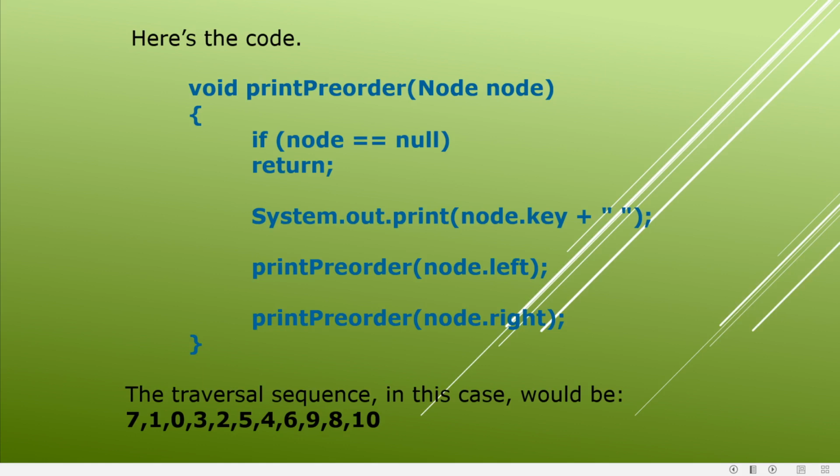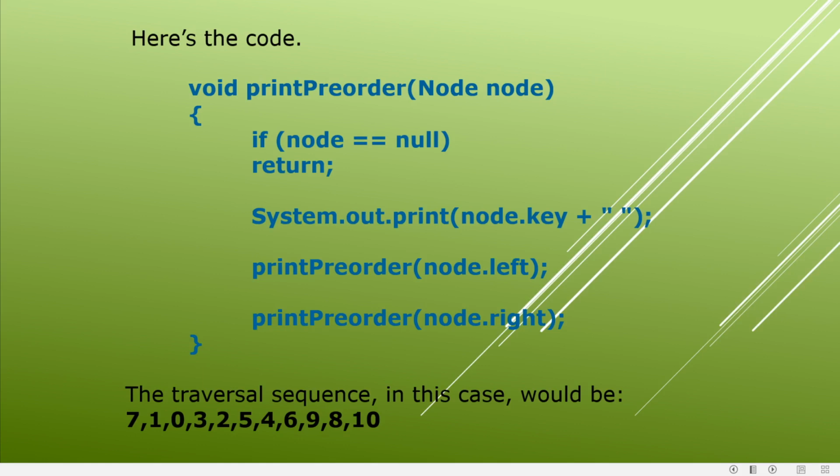In this case, the traversing sequence would be 7, 1, 0, 3, 2, 5, 4, 6, 9, 8, 10. Recollect the figure. 7 is our root node. So first we have to visit the root and then traverse the left subtree. The left child of 7 is 1, and we have to recursively call the left subtree. Now 1 is having a left child 0. 0 doesn't have any subtrees.